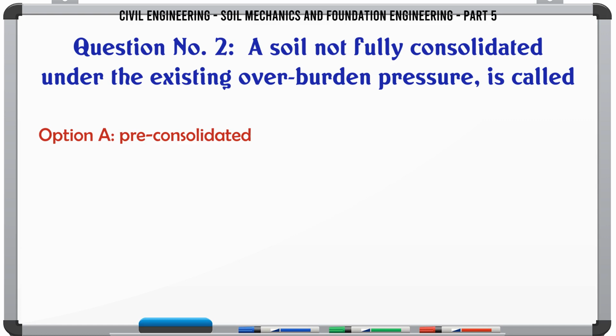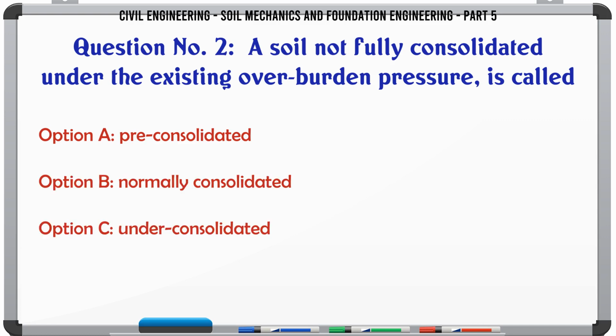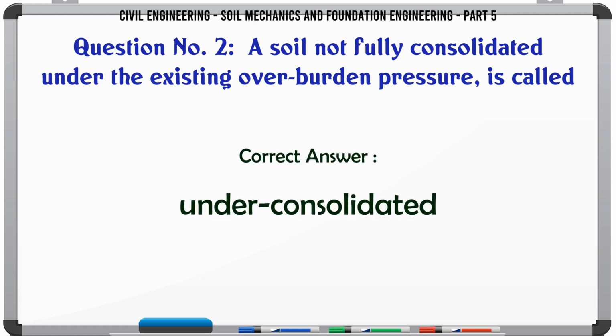A soil not fully consolidated under the existing overburden pressure is called: A. Pre-consolidated. B. Normally consolidated. C. Under-consolidated. D. None of these. The correct answer is under-consolidated.